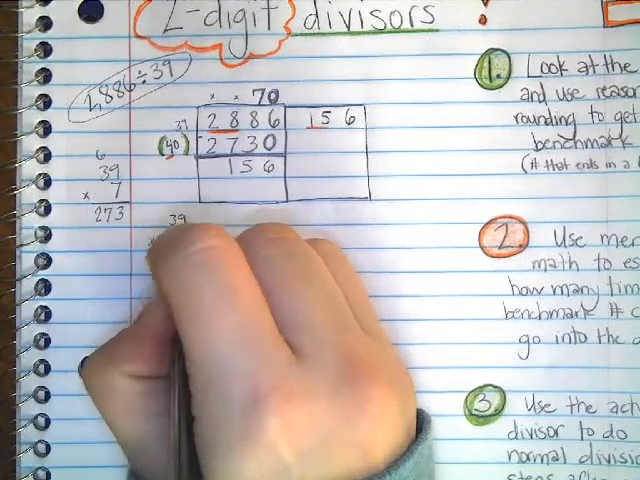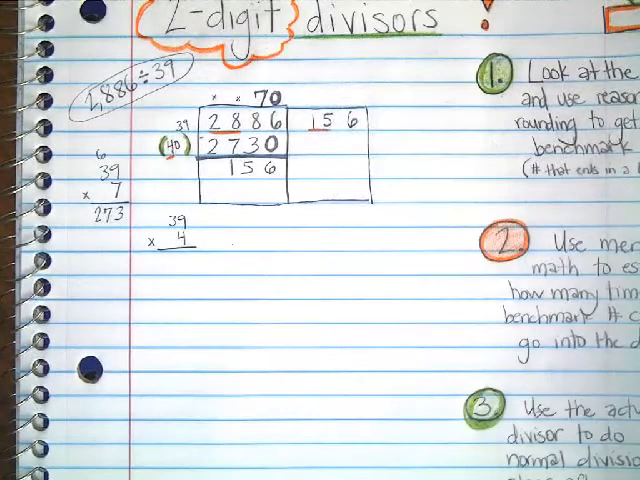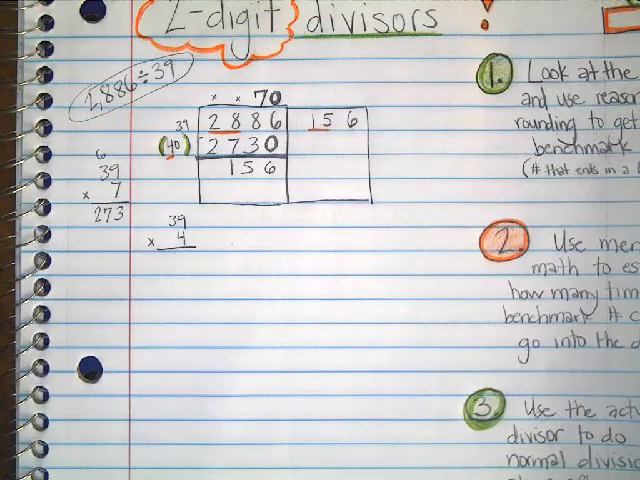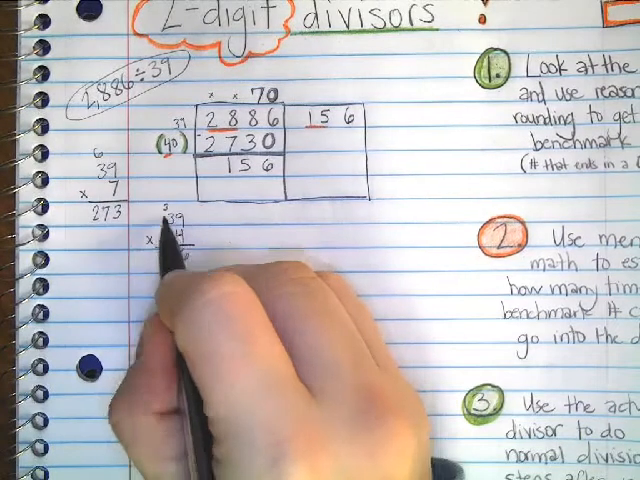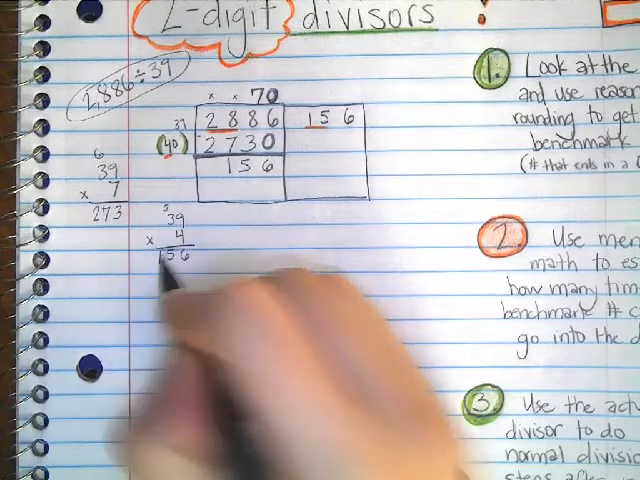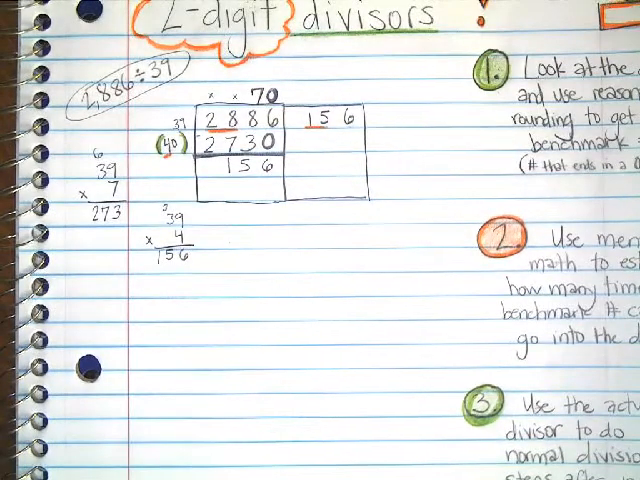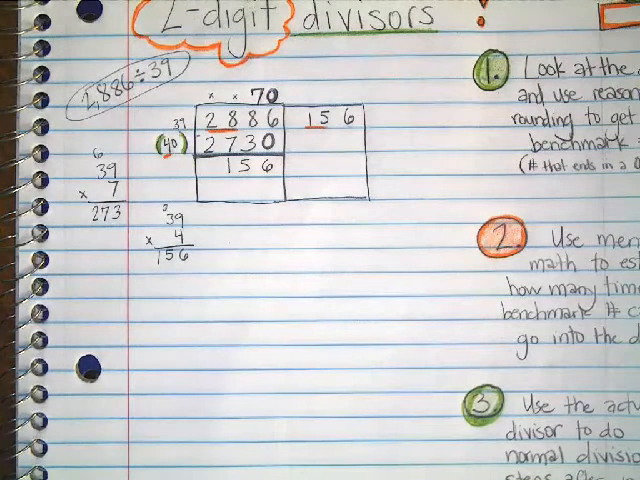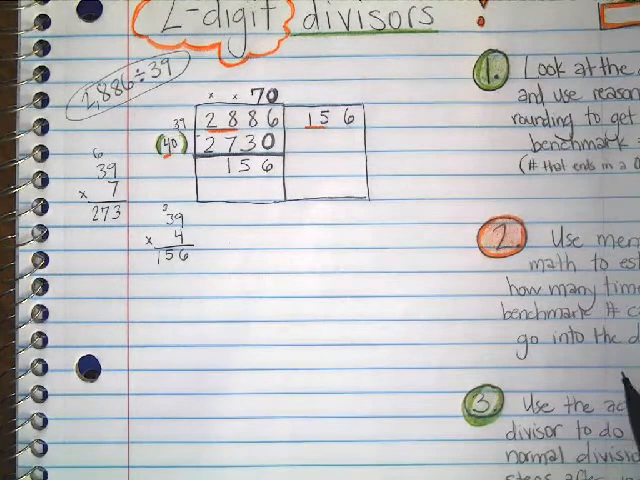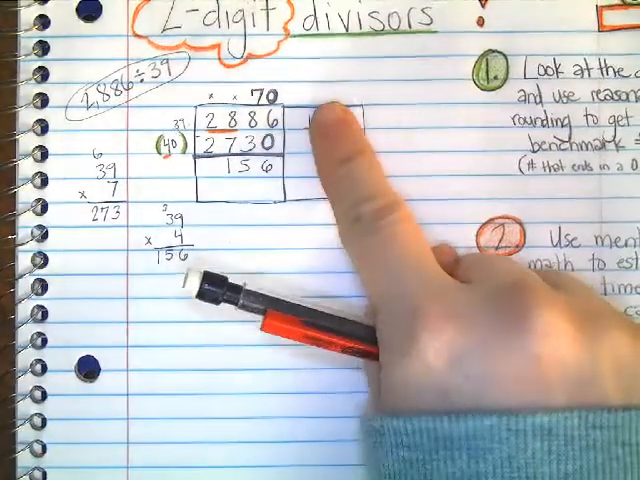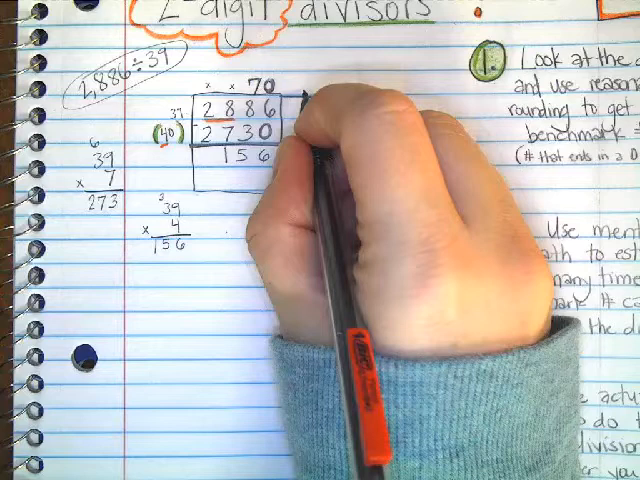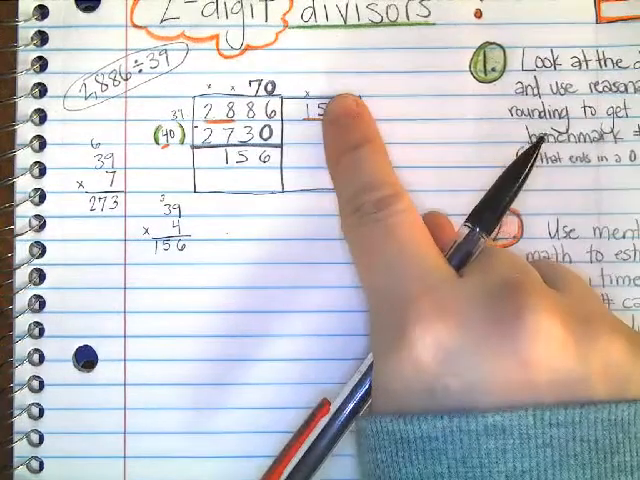And where am I going to do my work? To the side. Why am I choosing 39? Because it's the original divisor. And we're just going to see what happens here. Did you get 156? I did. So 39 times 4 is exactly 156. So 39 goes into 156.